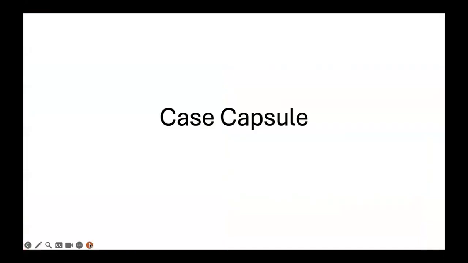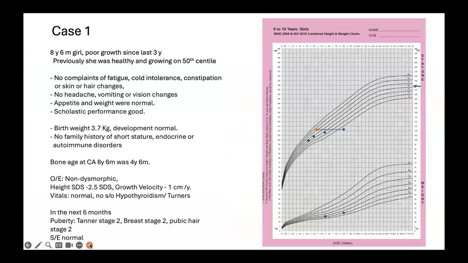Let us look at a case scenario. We will not go into details, but why I wanted to show this case was to emphasize growth charting or serial height monitoring. Now, this is a girl who came to us at 8 years and 6 months with poor growth velocity over the last 3 years.